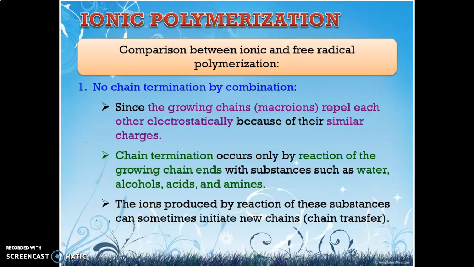Comparison between ionic and free radical polymerization. So first, it has no chain termination by combination, since the growing chains, which are macroions, repel each other electrostatically because of their similar charge. So, chain termination occurs only by reaction of the growing chain end with substances such as water, alcohol, acid, and amine. The ion produced by reaction of these substances can sometimes initiate a new chain, which is chain transfer.